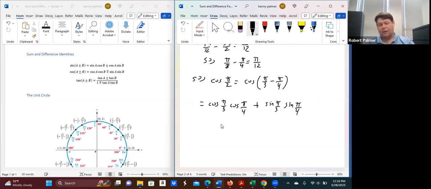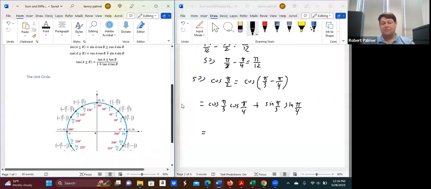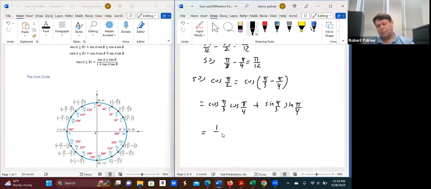Now, let's go to the unit circle to find these values. Actually, these are the same values we used before. The cosine of pi over 3 is the x-coordinate here, which is 1/2. Cosine of pi over 4 is the square root of 2 over 2. The sine of pi over 3 is the y-coordinate of pi over 3, which is the square root of 3 over 2.